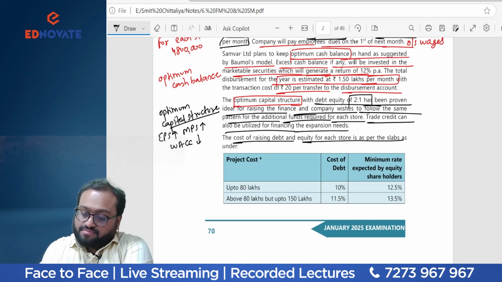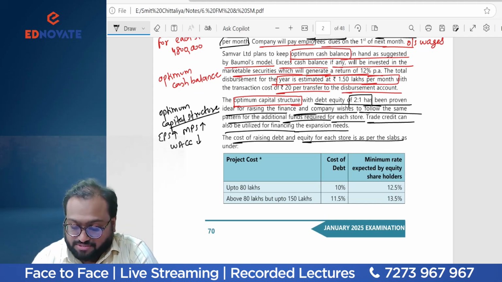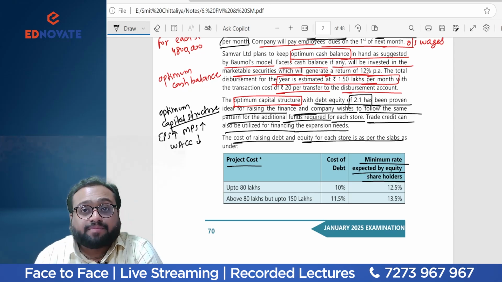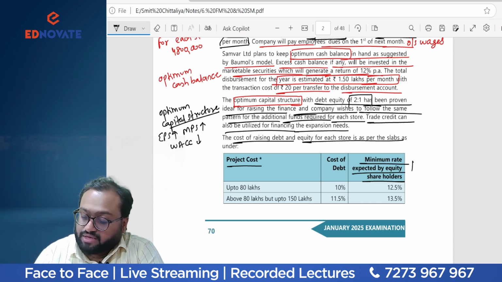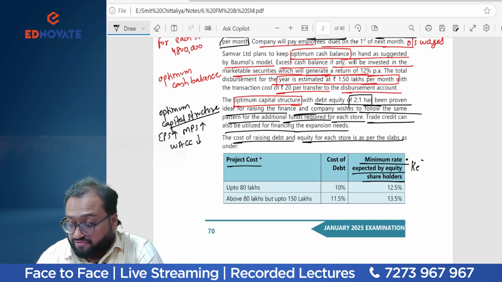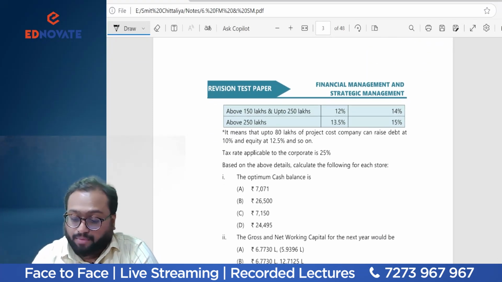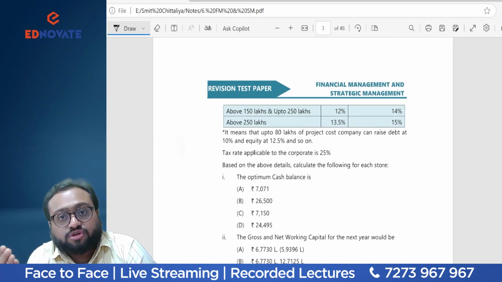Okay. Now there are slab wise costs for raising the funds. Cost of project, cost of debt, minimum rate expected by equity. When we say minimum rate expected by equity, this is the expectation of equity which will become a cost to the company, which is nothing but the KE, cost of equity. Up to 80 lakhs, above 80 lakhs but up to 150 lakhs, above 150 lakhs but up to 250 lakhs and above 250 lakhs, they have given us the rate of interest and the cost of equity.